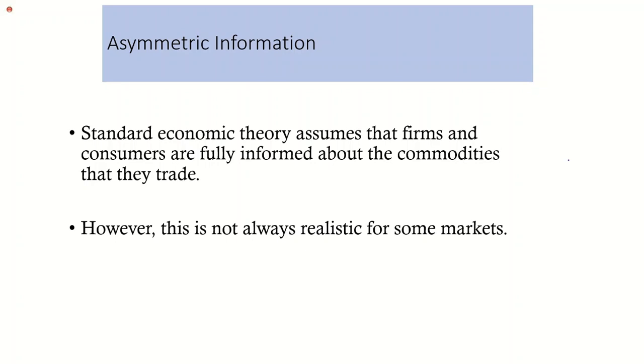Markets fail if there is asymmetric information. What do we mean by asymmetric or imbalanced? It means the information is not the same for all parties. For example, take a market. There are buyers and sellers in the market, and we know sellers usually have more information. If you take a supermarket, the grocery seller has more information than the buyer, right?